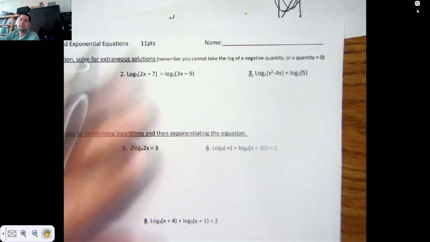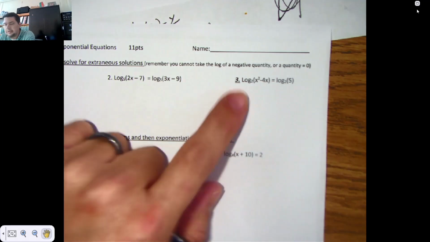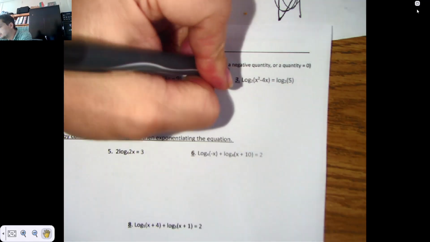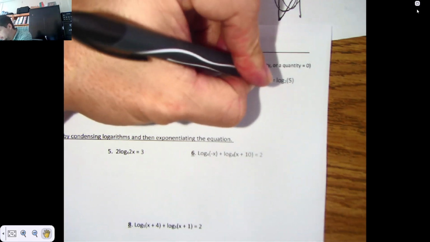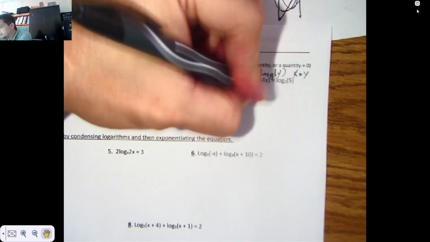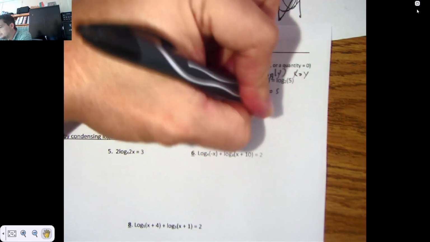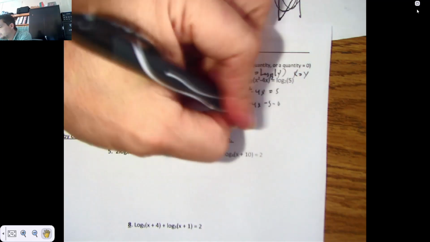And the first one, highlighted and bolded, is number 3. Number 3 is actually straight out of your notes. The property here is log base b of some argument x equal to log base b of some argument y, so x is y. So x squared minus 4x must be 5. x squared minus 4x minus 5 is 0 because we solve quadratics by setting equal to 0, because hopefully we can factor, and we can.